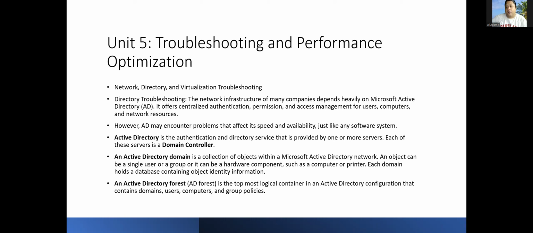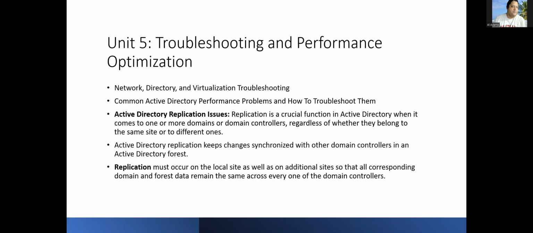Active Directory is the authentication and directory service that is provided by one or more servers. Each of these servers is a domain controller. An Active Directory domain is a collection of objects within a Microsoft Active Directory network. An object can be a single user or a group, or it can be a hardware component, printer, PC. Each domain holds a database containing object identity information. So each item holds information, right? You can create users in it, same thing. An Active Directory forest is the topmost logical container in Active Directory configuration that contains domains, users, computers, and group policies, GPs or GPOs. That's what we call group policies, if you're curious.